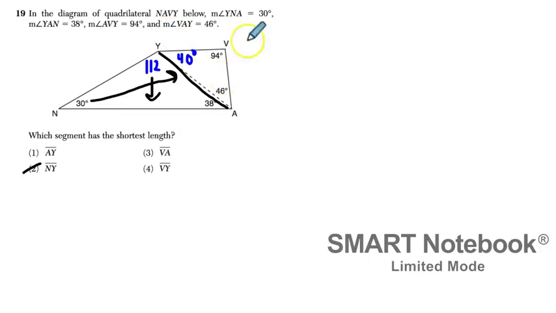Now if we use this other triangle, we know that this is 94 degrees. So YA is the biggest side in triangle YVA because 94 is the biggest angle. So AY is not our answer. VY would be the medium-sized side because it's across from the middle angle. And VA would be the smallest side because 40 is the smallest angle in that triangle. So answer choice 3 is correct.